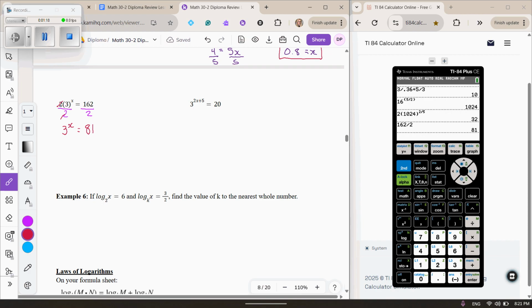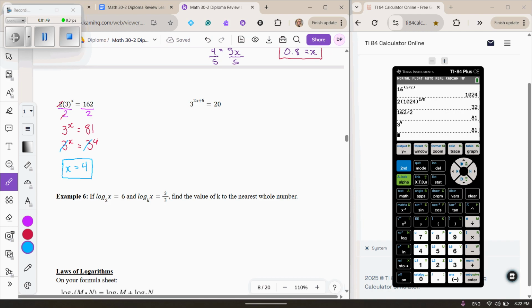At this point, I actually have two different ways to solve this. I can convert it to logarithmic form. There's no harm in doing that, or I could use a base of 3. So 3 to the power of 4 is 81. So 3 to the power of x equals 3 to the power of 4. At that point, since my bases are the same, I can equate the exponents, and I have my final answer.